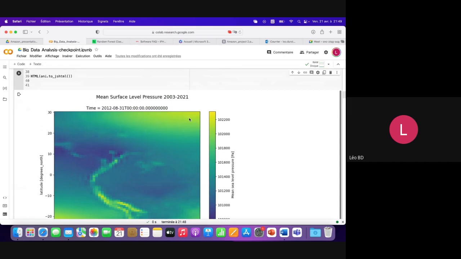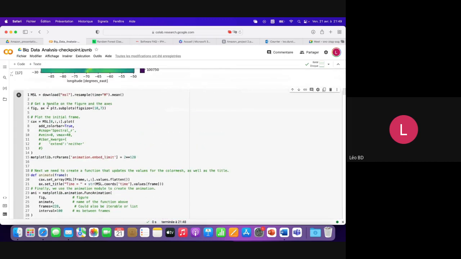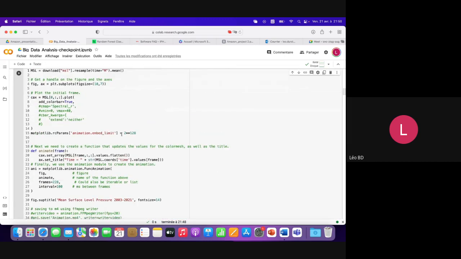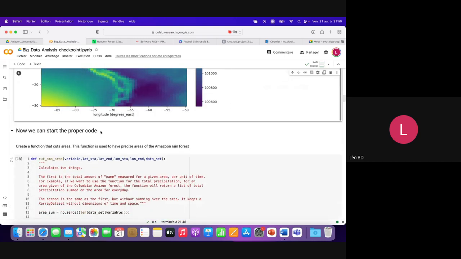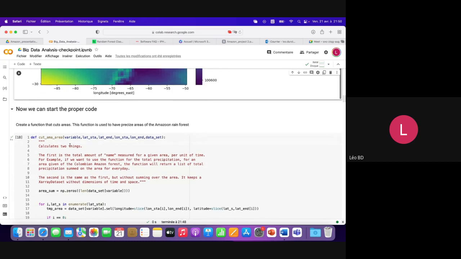So if you're interested in doing some little animations, you can just copy paste this code and put in your own data, and it works. It takes a bit of time. So this was it for that. Now we can start our proper code and what I really used for the research.